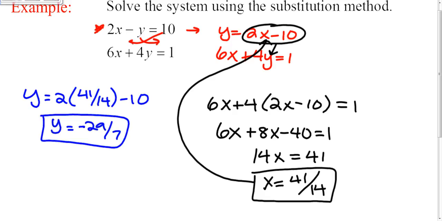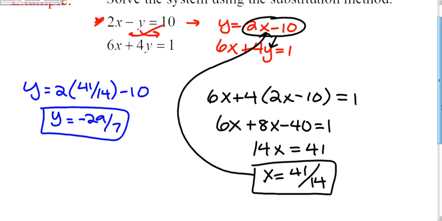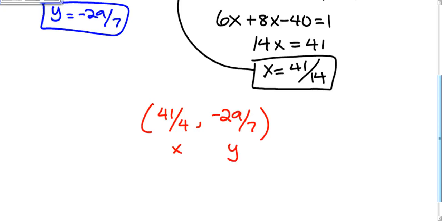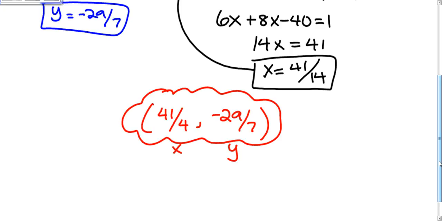When you give your solution to systems of equations, we typically give that in an ordered pair, and we list the x first and the y second. So our solution in this case should probably be listed as 41/14, comma, negative 29/7. This is the x, this is the y, and that's sort of proper etiquette for listing solutions to a system of equations. Okay, so that should be a quick reminder.